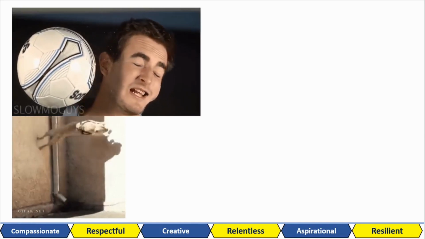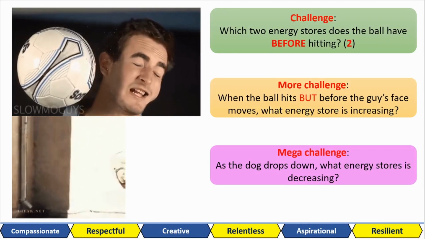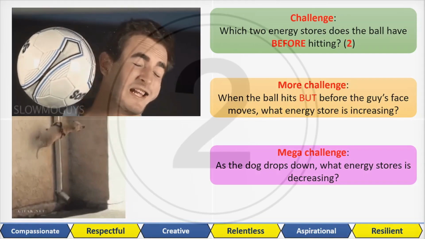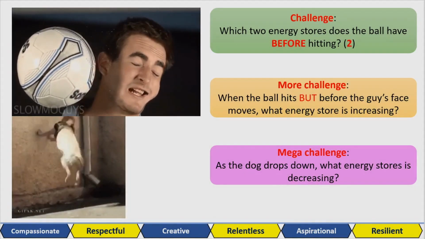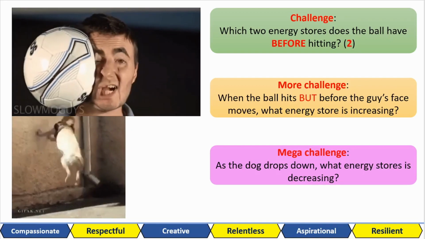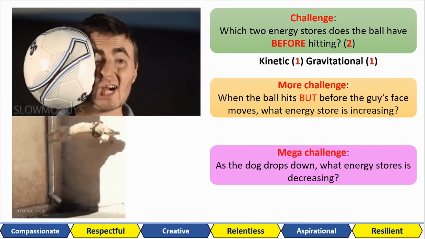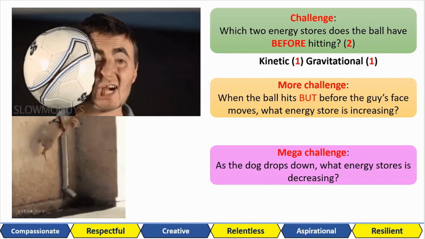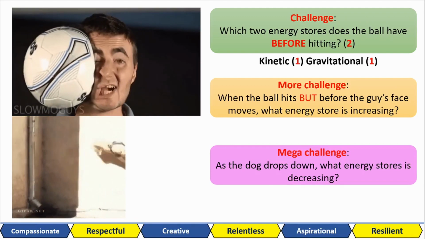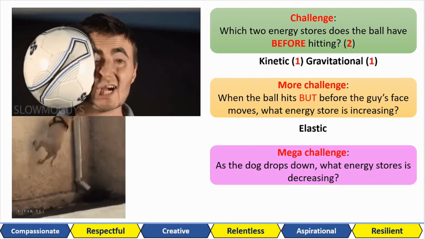Now I have these 2 images showing different energy transfers. Here are the challenge questions for these 2 images. Do your thing. The ball is above the Earth's surface and it's moving, so it has kinetic and gravitational energy. I should technically say gravitational potential energy. If you look carefully, you see that the man's face and the ball are both deforming. That means that elastic energy is increasing.